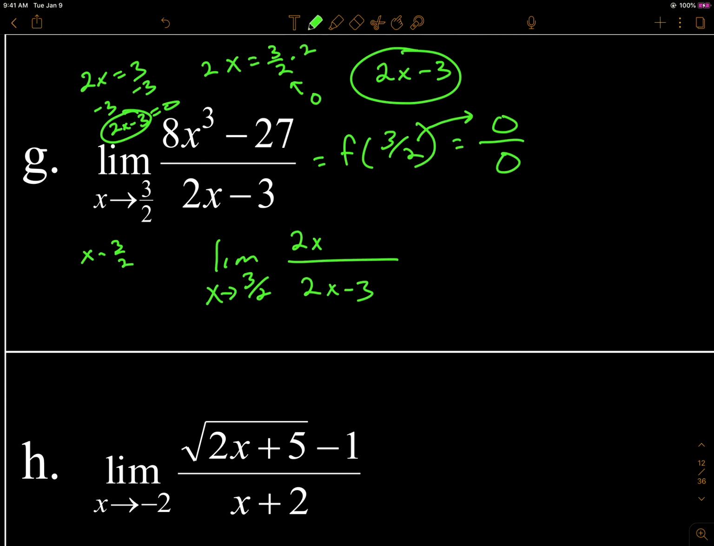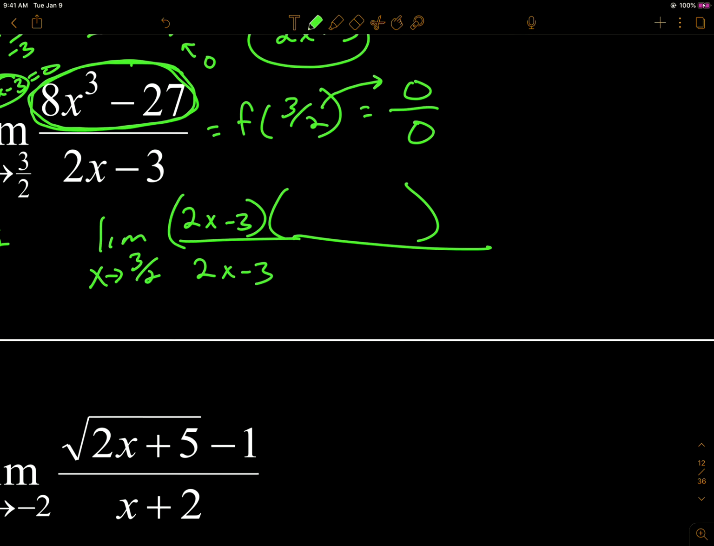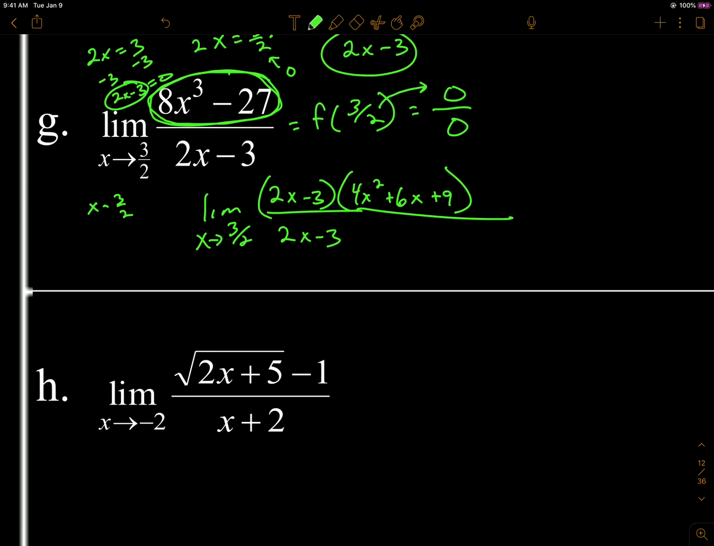Up top, I know it's going to be 2x minus 3 times something else. This is a difference of perfect cubes. So there was a method for factoring that. You could Google it. You can watch a video on it. You did it in Algebra 2. How do you factor perfect cubes? So this would be the 2x minus 3 part, and then here we would have 4x squared, a plus 9, and then I think a minus 6x in the middle. Let me just verify that. Nope, it's same, opposite, always positive. I forgot that. So then it's a plus 6x. So this is my factor.